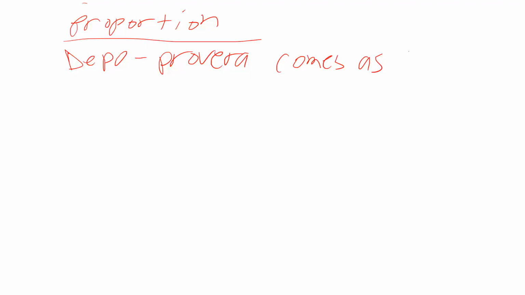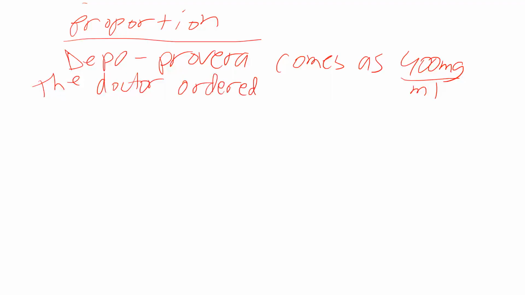So, for example, let's say the doctor orders Depo-Provera, and this comes as 400 milligrams per mil. Now, let's say the doctor ordered 0.3 grams.